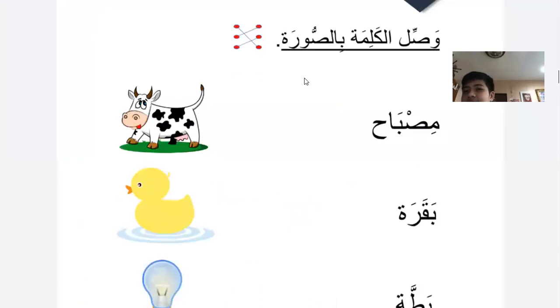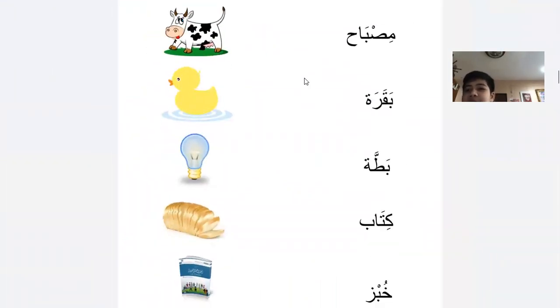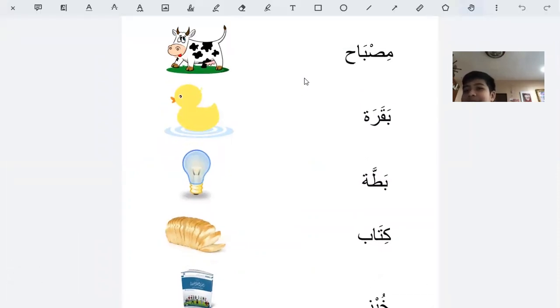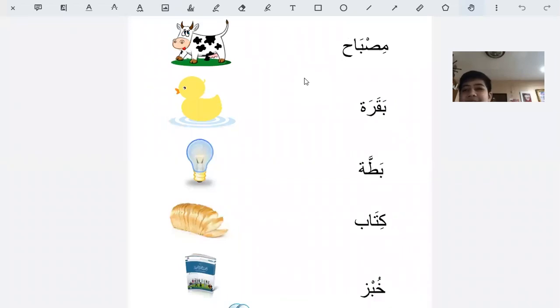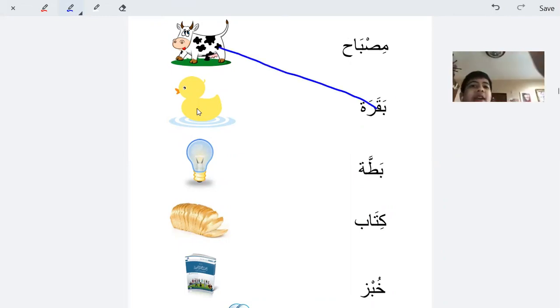Next, wasilil kalimata bisura. He's asking us to join the word with the picture, match the word with the picture. So here in the first picture you see a cow. What is the word for cow? Bakara, good. Then what is the word for the second picture? The word for the second picture is this one. Batta. Good.